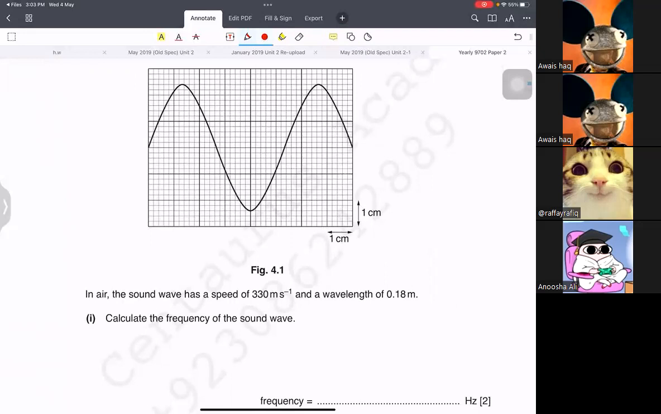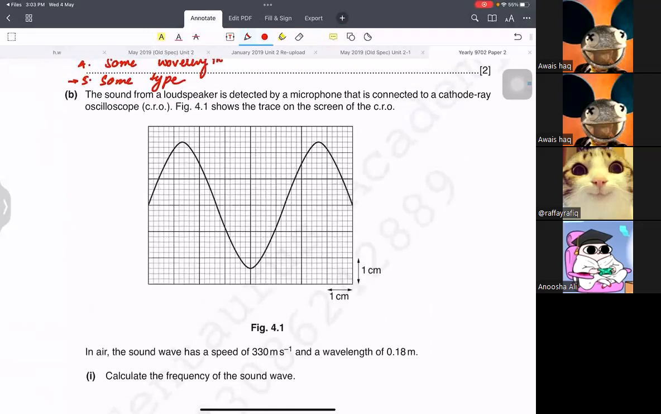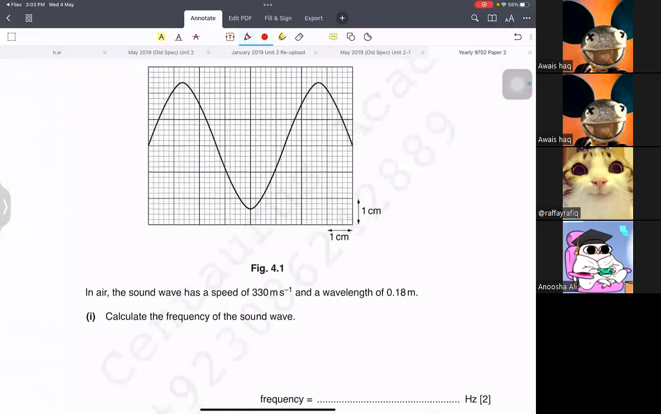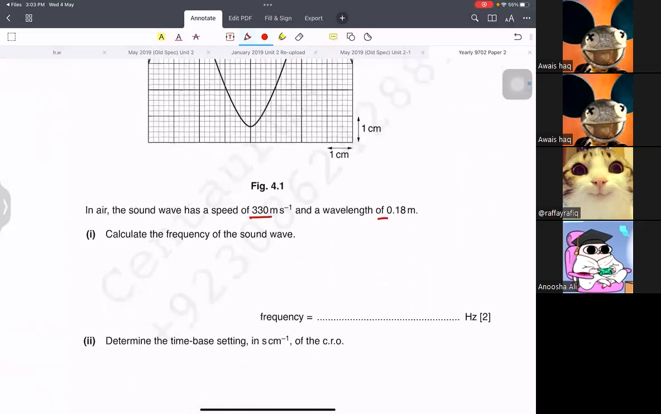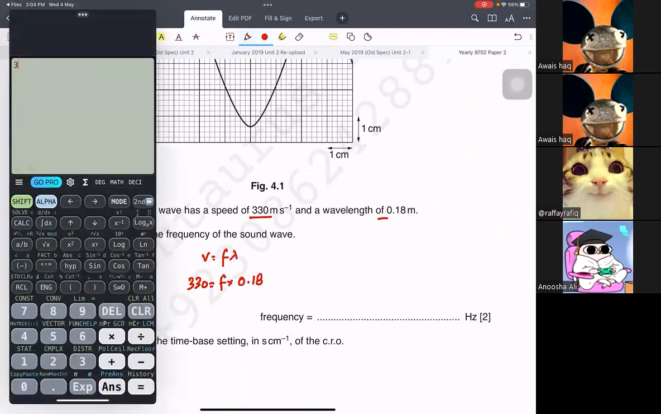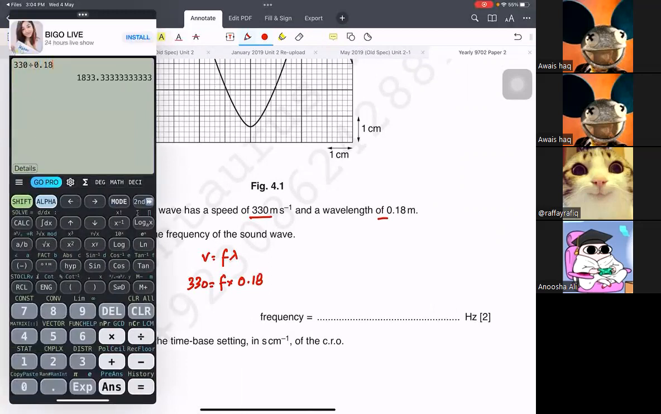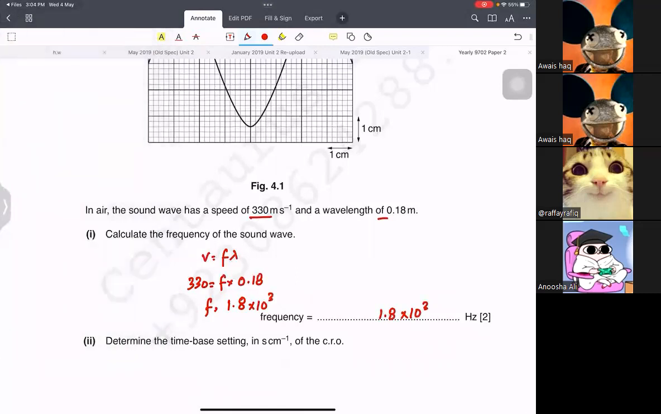So they say calculate the frequency. First of all, I would like to see what is given. So they say this and this, okay. So we can easily find v equals f lambda: 330, frequency, 0.18. So that would be 1.8 times 10 raised to power 3 hertz, and now moving to the next one.